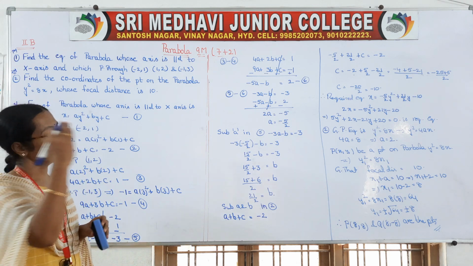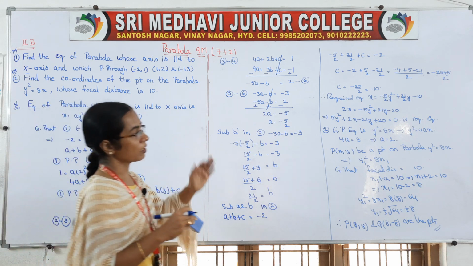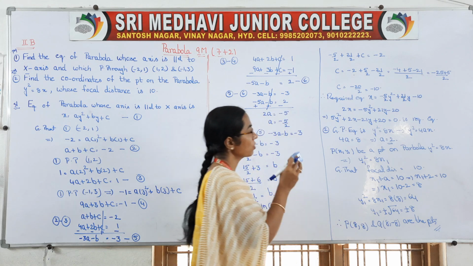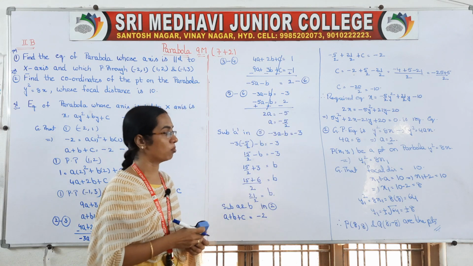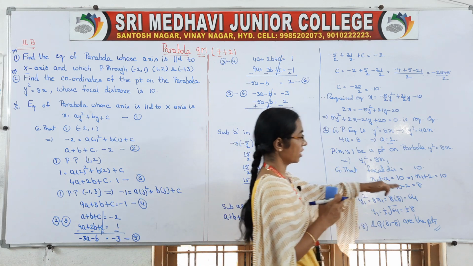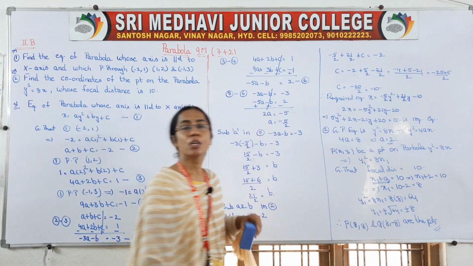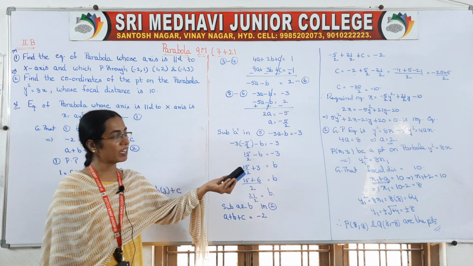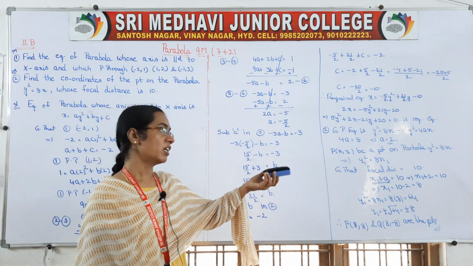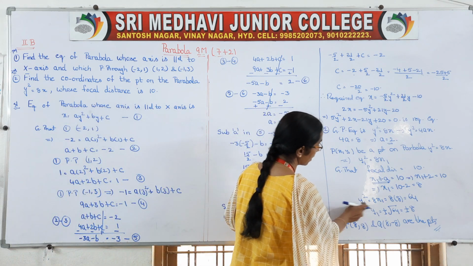So you just take the equation and compare it with your standard equation. You will get your a value. Then P(x1, y1) is a point on the parabola. The focal distance is 10. So you take the focal distance formula, x1 plus a is equal to the focal distance. Its value is given as 10. That's why x1 plus a is equal to 10. Then we got our x1 value. Once we got the x1 value, you substitute it and you will get your y1.